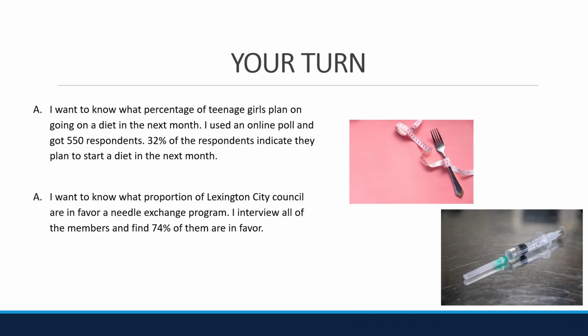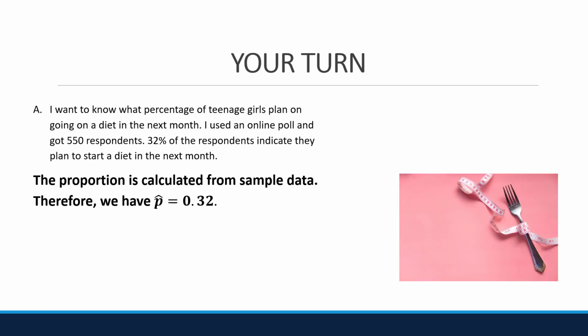Your turn. Read the following scenarios and decide if the proportion is calculated from sample data or population data, and give the correct notation and value. A. I want to know what percentage of teenage girls plan on going on a diet in the next month. I used an online poll and got 550 respondents. 32% of the respondents indicate they plan to start a diet in the next month. This proportion is calculated from sample data. Therefore, we have p-hat is equal to 0.32.